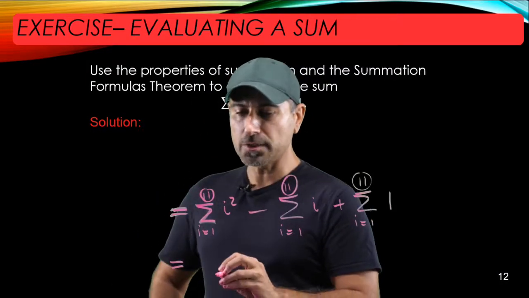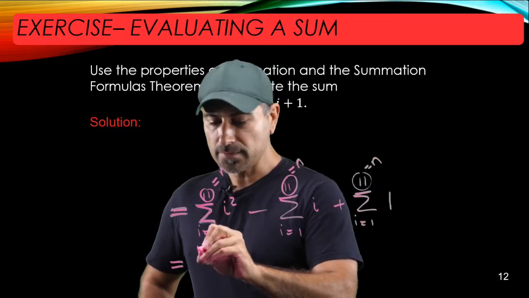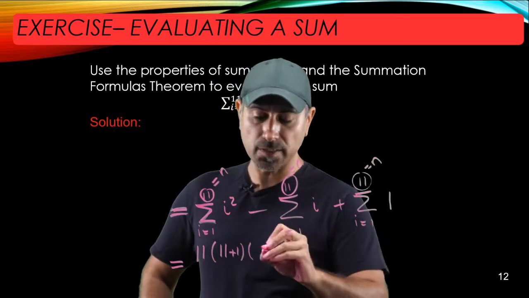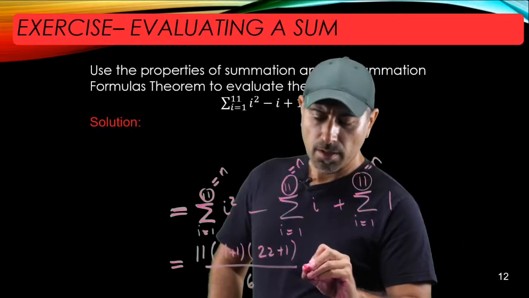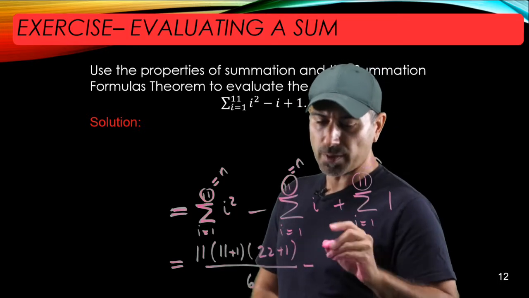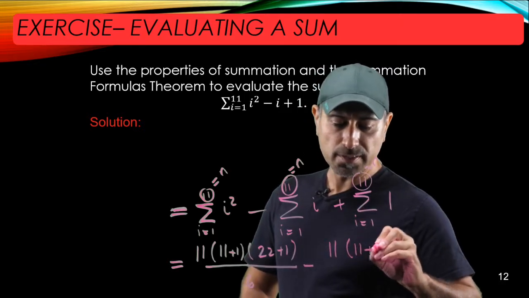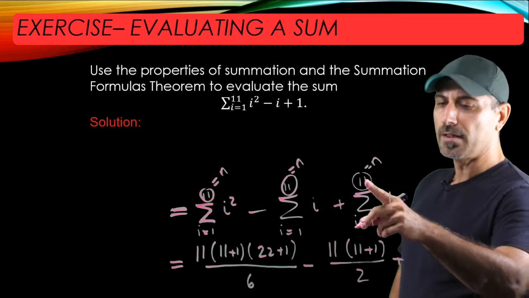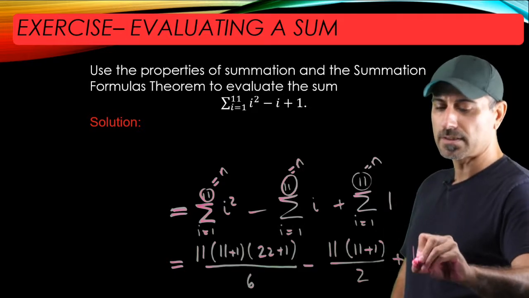So this is going to be equal to, this is our n, so it's n times n plus 1 times 2n plus 1, so 11 times 12 times 22 plus 1, divided by 6. And here we are adding just numbers, in the form of i, so we still have a formula for that. It's n times n plus 1 over 2, so 11 times 11 plus 1 over 2. And for this one, we have 11 times 1, because you're adding ones 11 times, a constant.